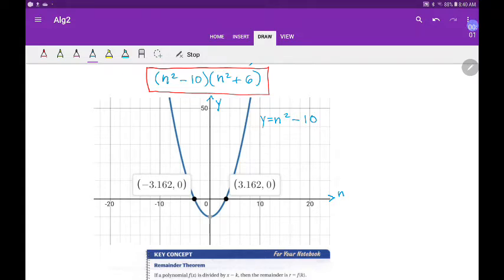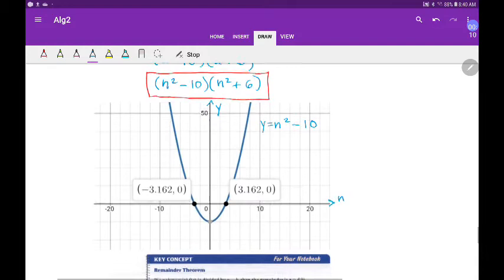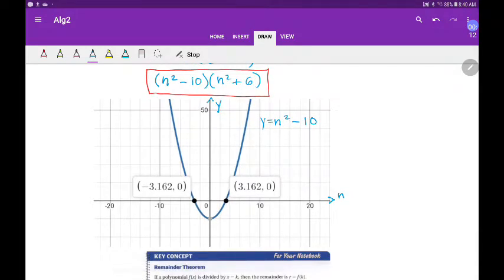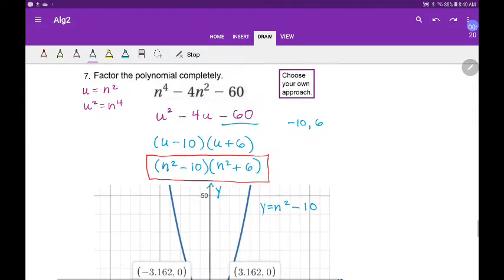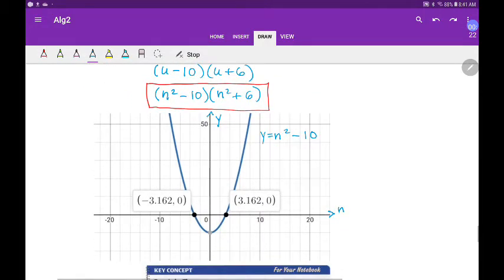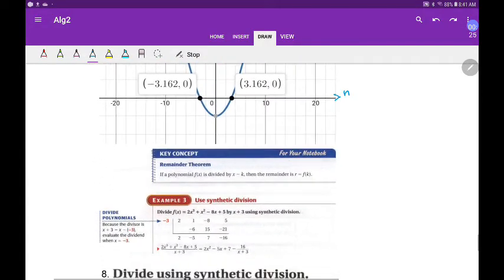Just to make it clear from the last video, I said n squared minus 10 is not something I could easily factor. I could complete the square, or I could use the quadratic formula, and I would get these answers. But it's not the kind of factoring that we're talking about. We're talking about nice, even, whole numbers, or, well, integers.